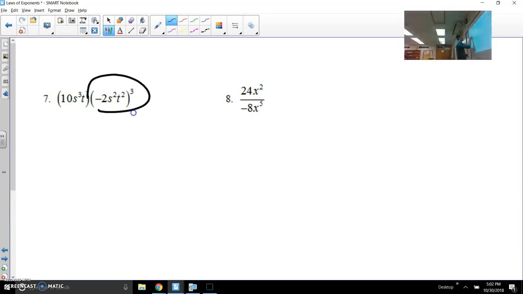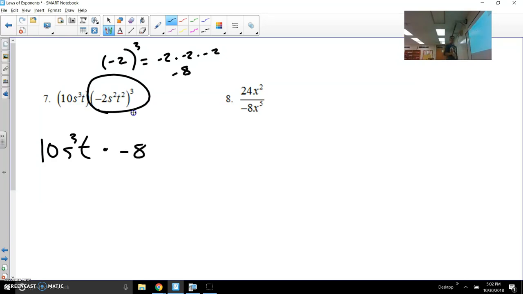We need to think about this particular parentheses first. That is 10 s to the 3rd t. But this has really got some work we're going to need to do. What is negative 2 to the 3rd power? So negative 2 times negative 2 times negative 2 really is negative 8. So that's what we're going to do. We're going to say ultimately that first parentheses is multiplying by negative 8.